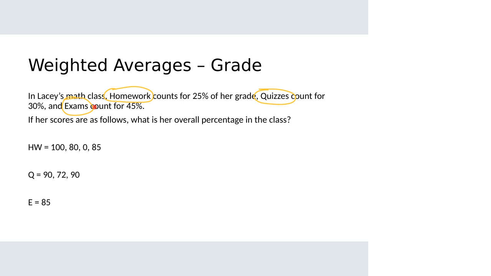But in K through 12, you might say, we need another day on this, so we're going to do another homework. And you don't want to do points then because now you've goofed up all your points. But if you know you want homework to count 25%, no matter how many homework assignments we have, quizzes to count for 30%, no matter how many quizzes we have, and exams to count 45%, no matter how many exams we have, then you don't have to worry about points, you just worry about percentages.